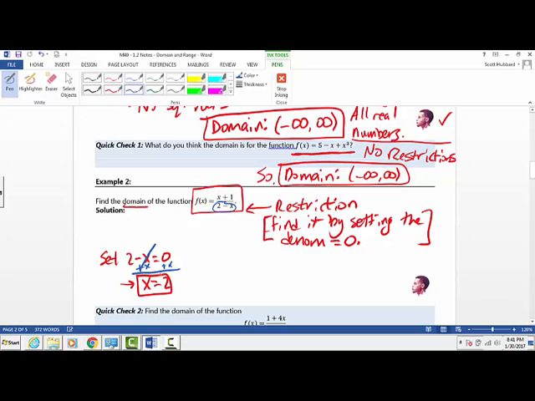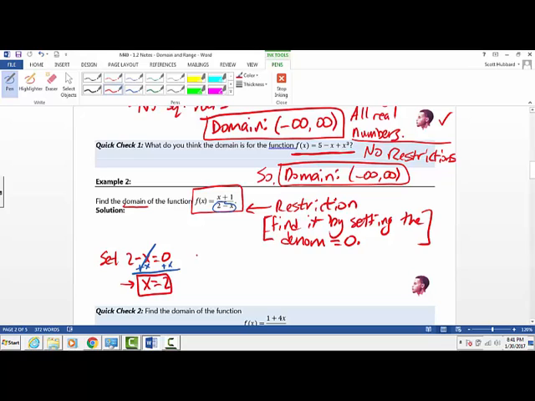Cancels out, and you're left with x equals 2. Okay, so what does this mean? Well, what this means is that if you plug that number 2 in, so if x is 2, 2 minus 2 would give me 0. And if I did that, I would be dividing by 0. I can't do that because, remember, when you divide any number by 0, it's undefined. It doesn't have any meaning. It doesn't exist. So here, our restriction is x equals 2.